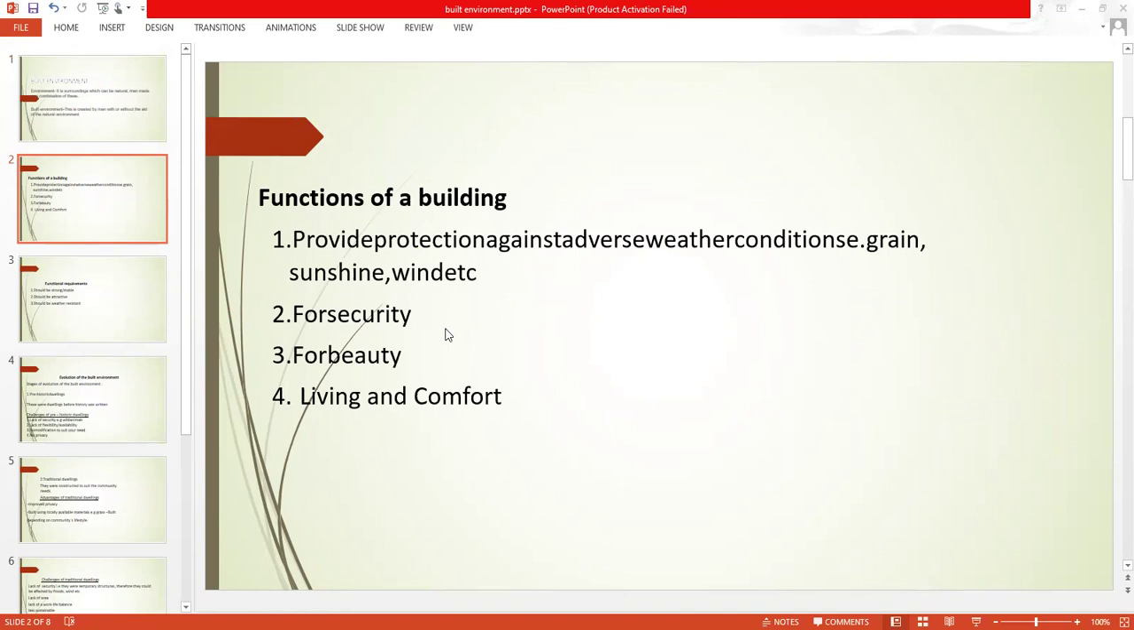Okay, then we have functions of a building. The first function we have is to provide protection against adverse weather conditions such as rain, sunshine, and wind. Then it is used for security purposes. Then also we can have it for beauty or good aesthetic value. And then it's for good living and comfort for an individual. So I think those points are explanatory.